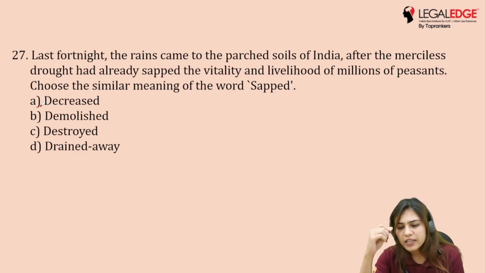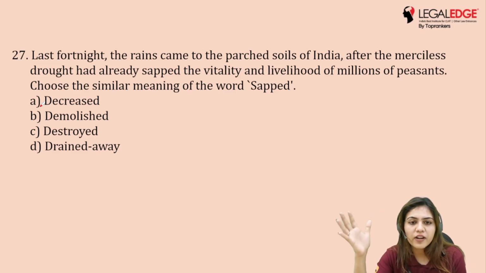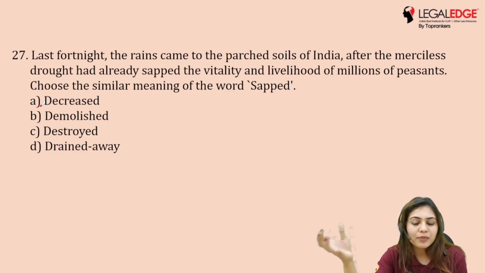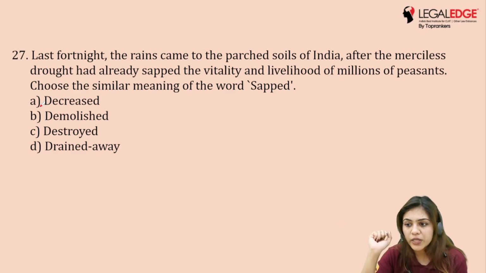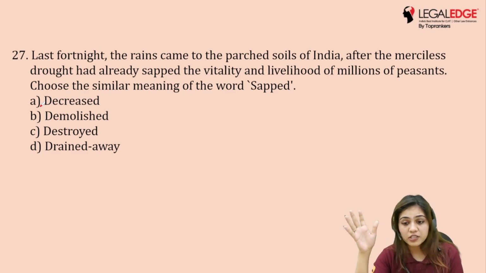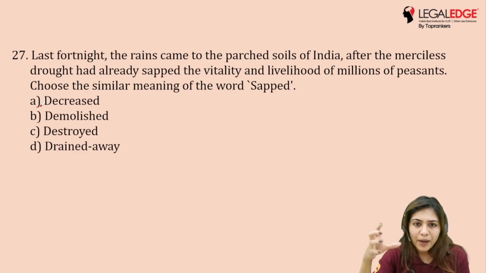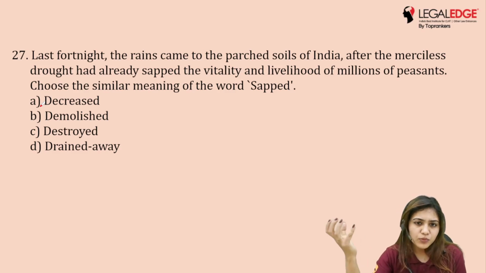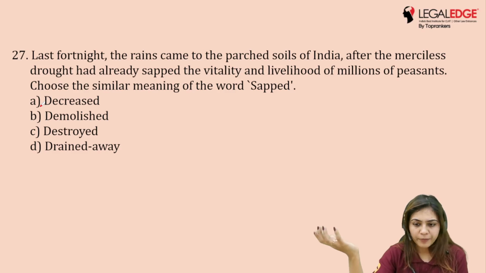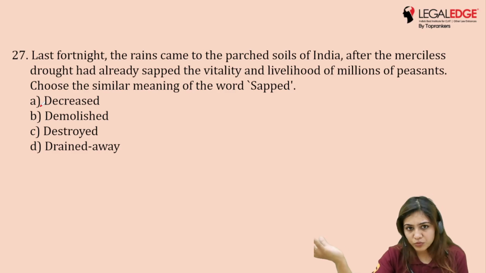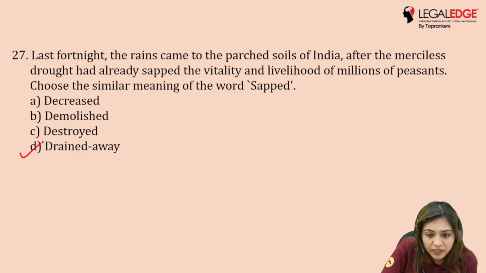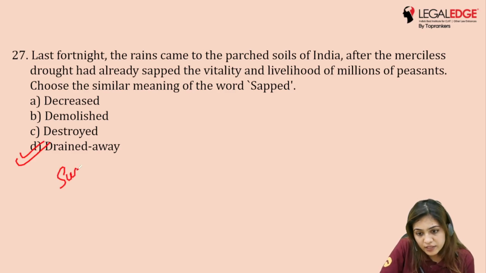The next one is basically a sentence that's given to you, and you are supposed to find out a word which is similar in meaning to sapped. Okay? Last fortnight, the rains came to the parched soils of India after the merciless drought had already sapped the vitality. देखो क्या होता है, drought में पानी की कमी होती है, right? और इसकी वजह से सूखा पड़ना जो होता है, that's basically a consequence of drought. और इसका मतलब ये है कि जितना भी पानी था, it was sucked out of the ground. तो sapped का मतलब होता है drained away. Drained का मतलब भी वही होता है, sucked out.